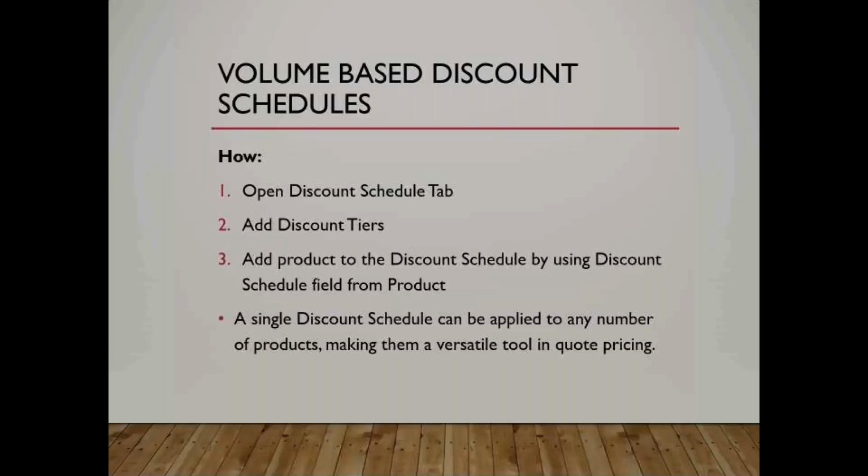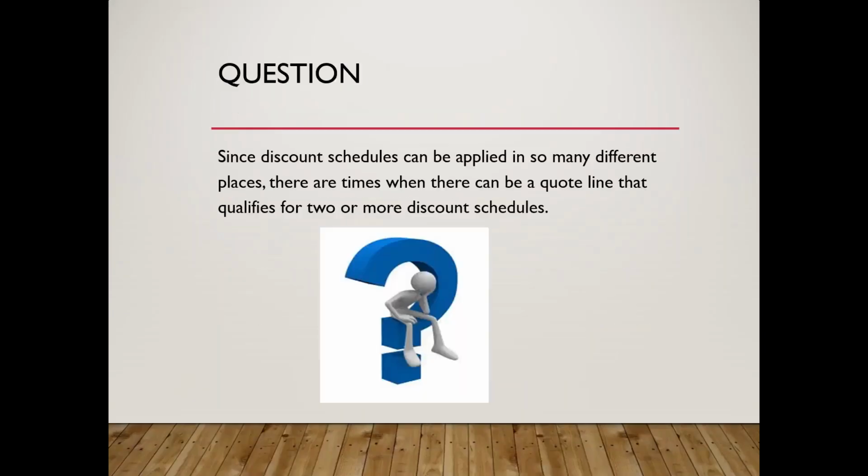So my question is, since discount schedule can be applied in so many different places, there are times when there can be a quote line that qualifies for 2 or more discount schedules. What I'm trying to say is, if I'm adding a product from a bundle, and I have option level discount schedule, product level discount schedule, and feature level discount schedule, which discount schedule will be used in that case? What do you think?